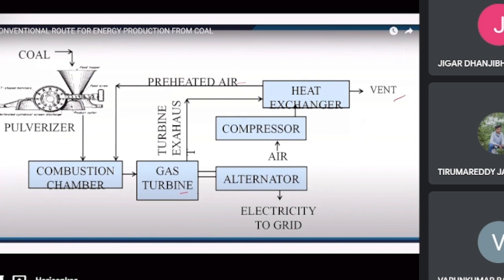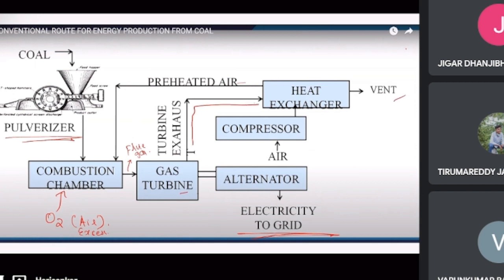So this is just a flowchart of how you use coal to produce energy. Coal, you usually crush or pulverize in a pulverizer, and then you send it to a combustion chamber, where you will have coal and you will provide oxygen, mostly in the form of air, basically in excess. So excess air will be passed through this combustion chamber, and combustion of your coal will happen, and the flue gases will go to a gas turbine, wherein this gas turbine is connected to an alternator to produce electricity.